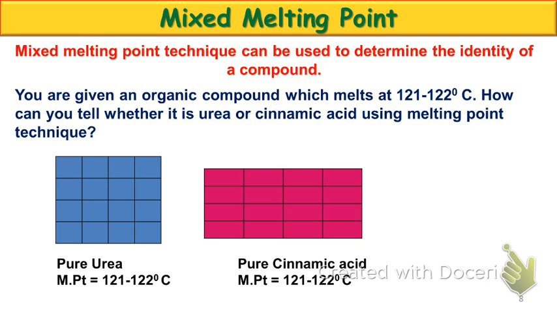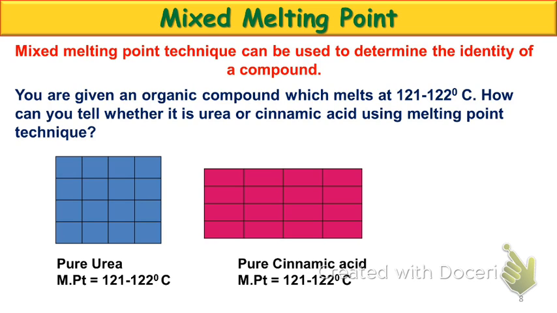So if we now try and apply this knowledge, we can do a mixed melting point. So you're given an unknown compound. Okay? You run the melting point and you get a melting point of 121 to 122 degrees Celsius. What can you tell me about that compound? It's probably pure. Why is it pure? You get a very narrow range. Good. Okay? Can you tell me what compound that is?